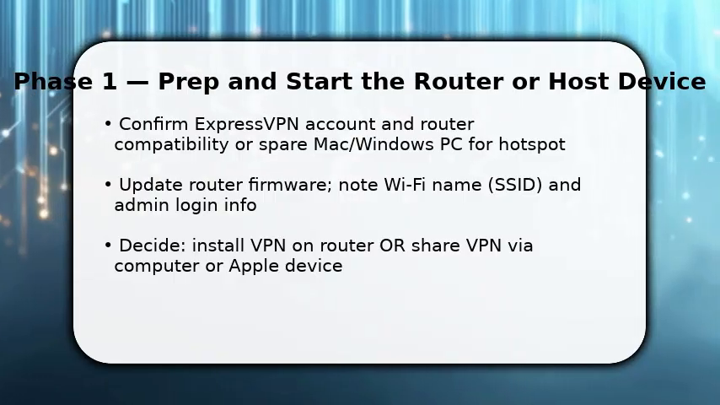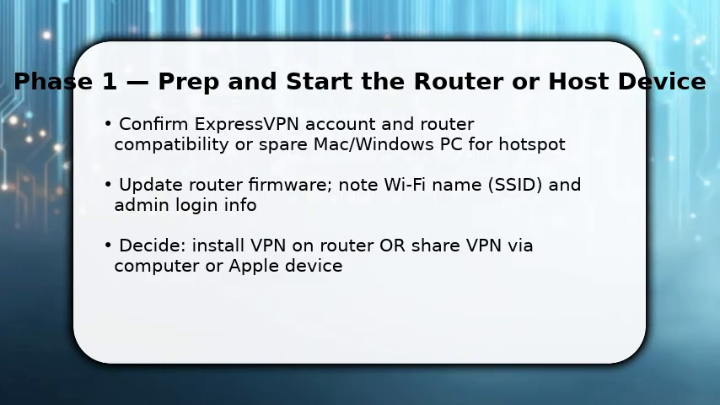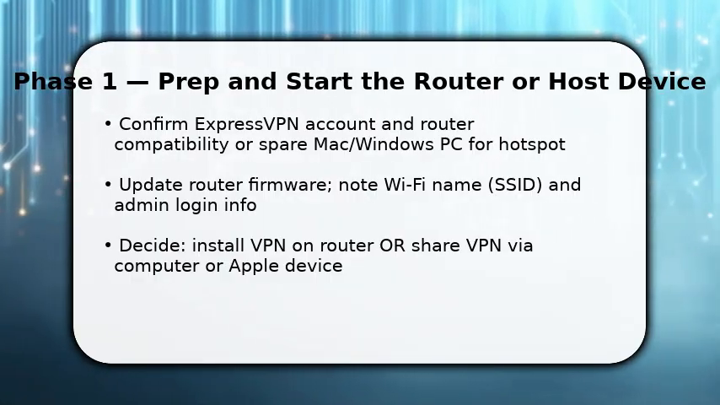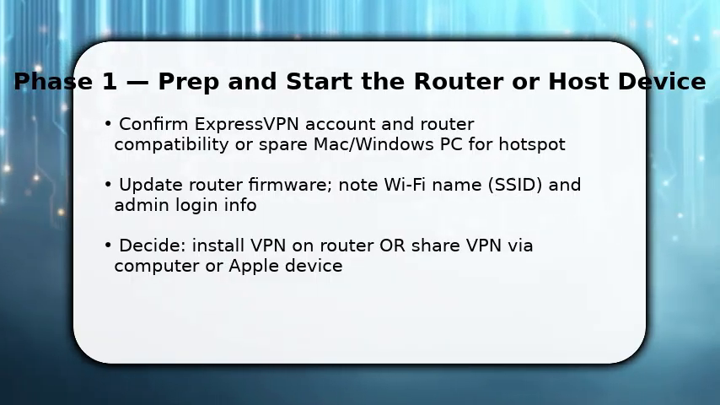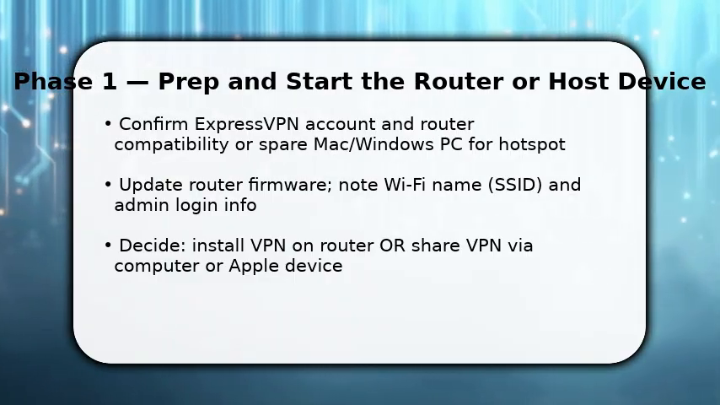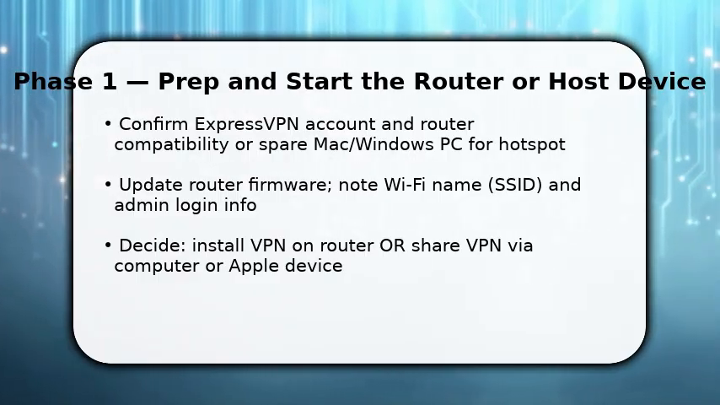You start by picking the only practical route for Apple TV, a network-level VPN. Sign in to ExpressVPN and confirm your router can run third-party firmware or the app. Once done, decide whether you will flash the router, use a pre-configured router image, or share a VPN connection from a Mac or Windows PC.